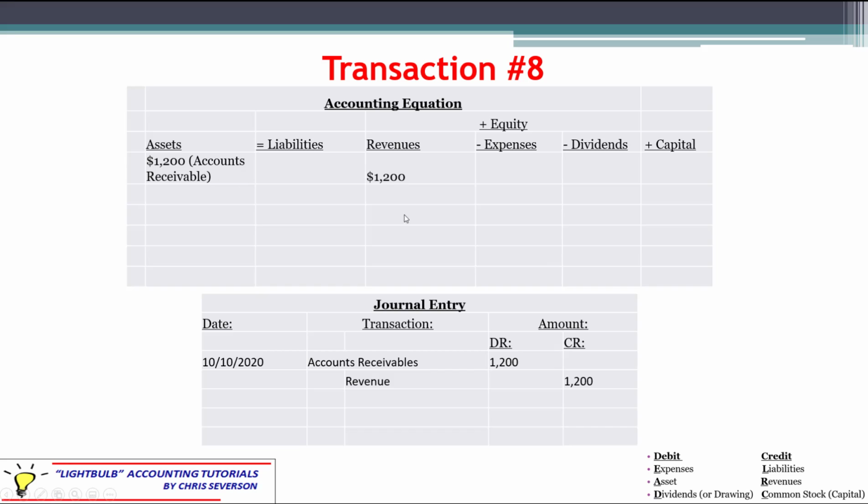Assets, like accounts receivables, are increased with debits, and we do want to increase it here. Revenues are increased with credits, and we want to increase that. So we're debiting the accounts receivable, crediting revenue for $1,200. And we're good to go. We're in balance. This account entry increased both of these transactions.